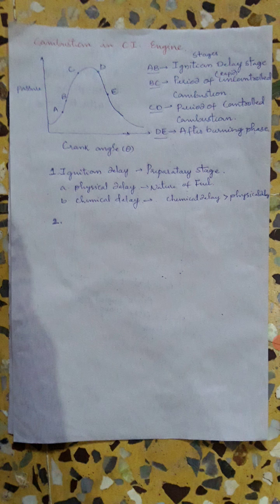Next, the final stage is D, which shows the after burning phase. Even though the fuel injection is stopped, the burning cannot be stopped. So this leads to the after burning phase. In this phase, there is a decrease in the pressure and temperature. So this is about combustion in a CI engine.